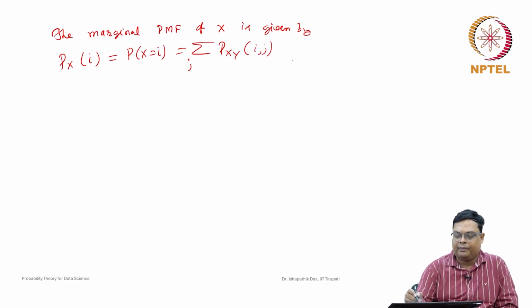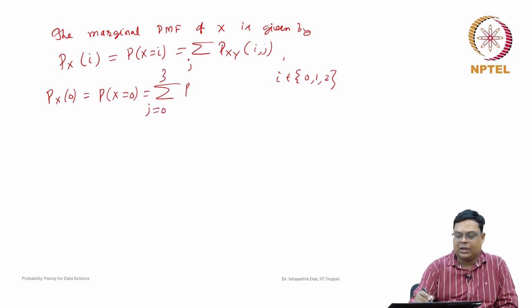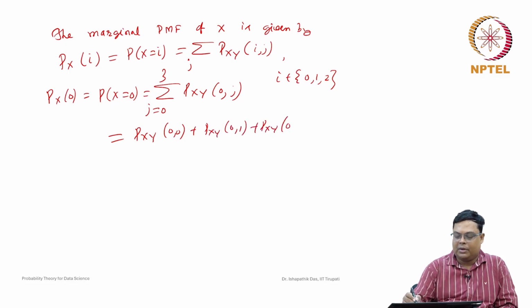So, here i belongs to the range 0, 1, 2. Suppose you want to find p_X of 0, which is the probability that X is equal to 0. It is the summation over j, where possible values of j are 0 to 3, of p_XY of 0 comma j, fixing i. So this is nothing but p_XY of 0 0 plus p_XY of 0 1 plus p_XY of 0 2 plus p_XY of 0 3.